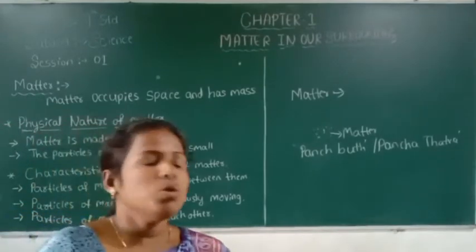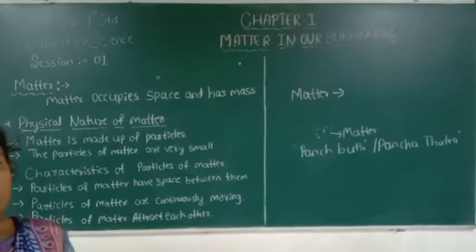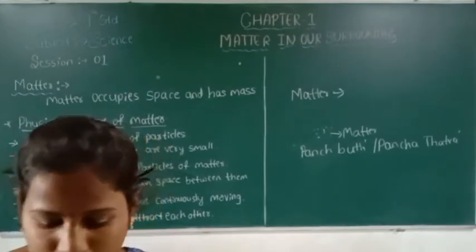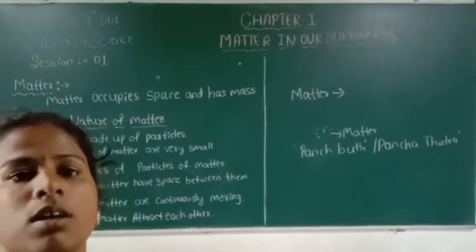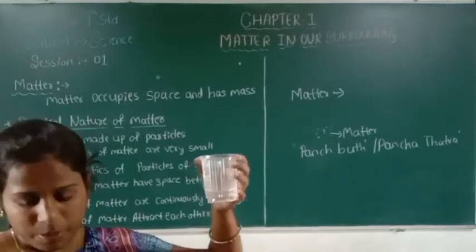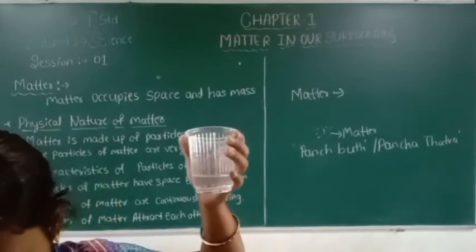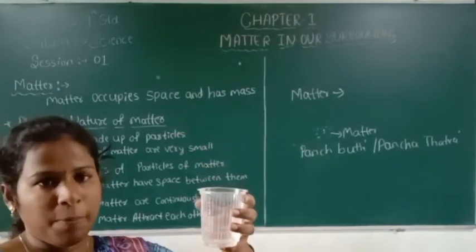To show this property or physical nature, I will do one activity here. Take again a quantity of water in a beaker. Add potassium permanganate to it.